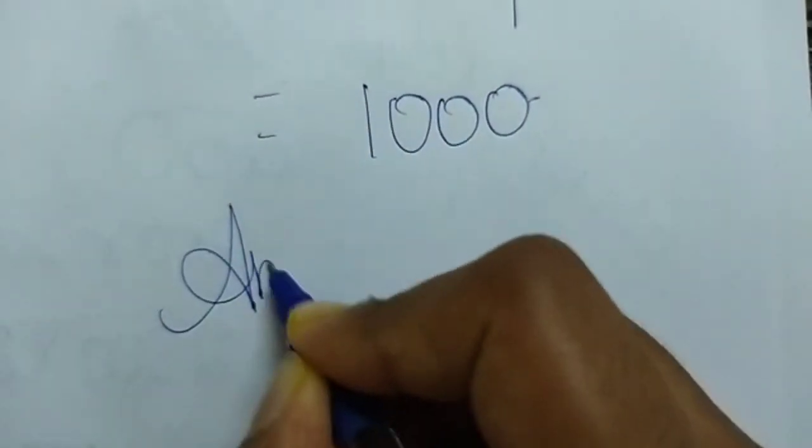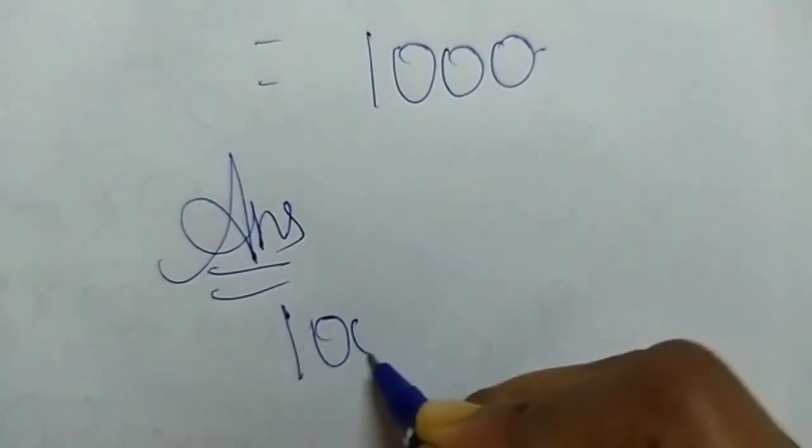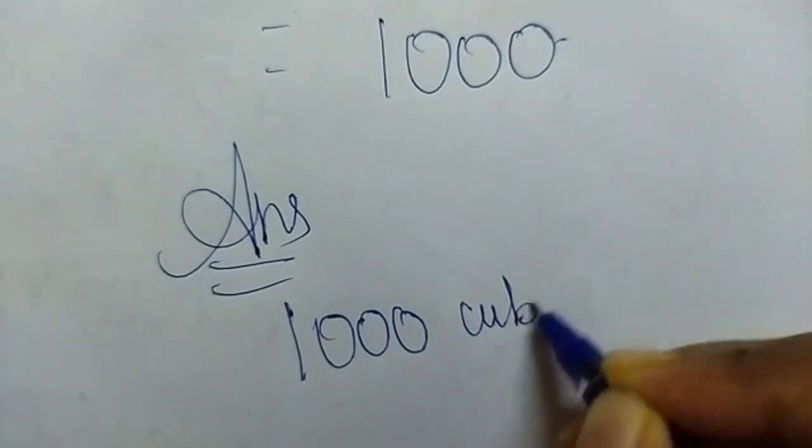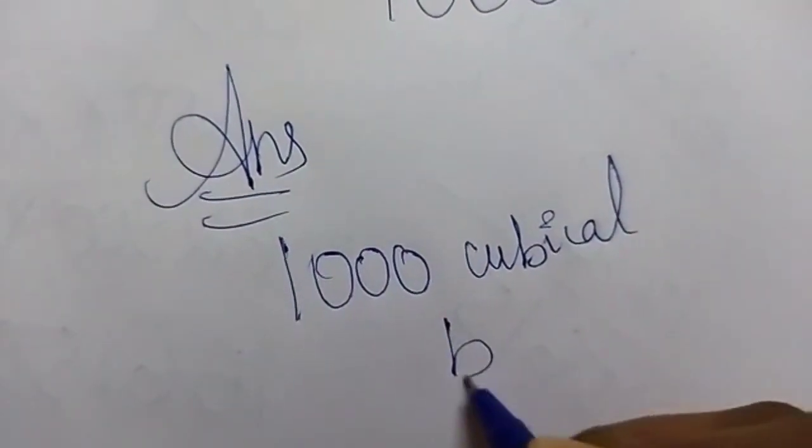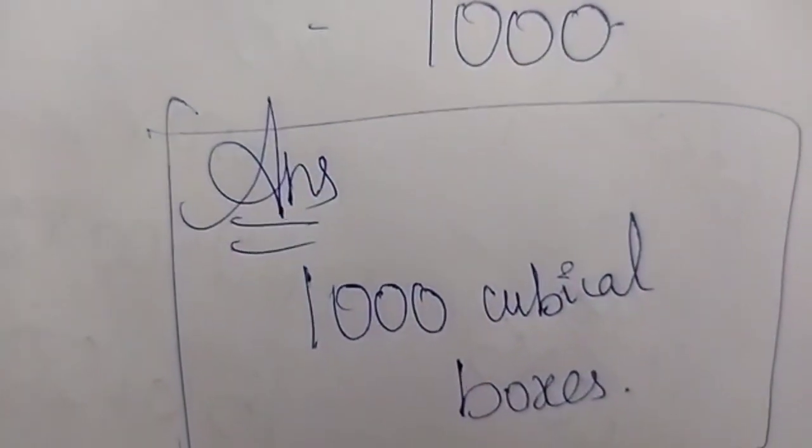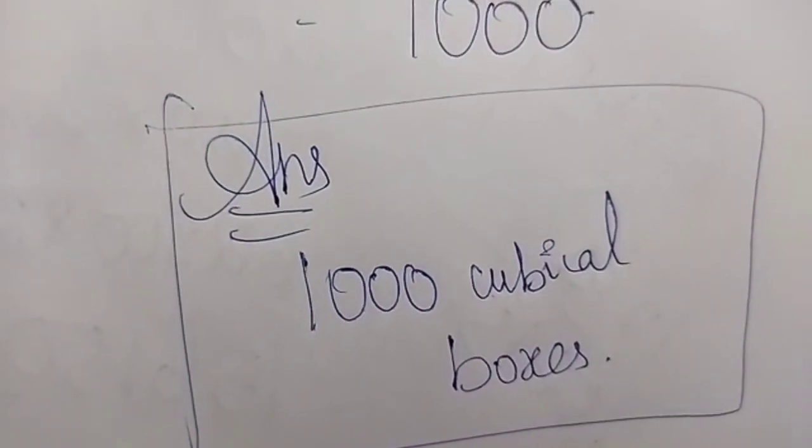So we can write the answer as 1000 cubical boxes. So this is the required answer. So copy down this one in your classwork. Let's go to the next sum.